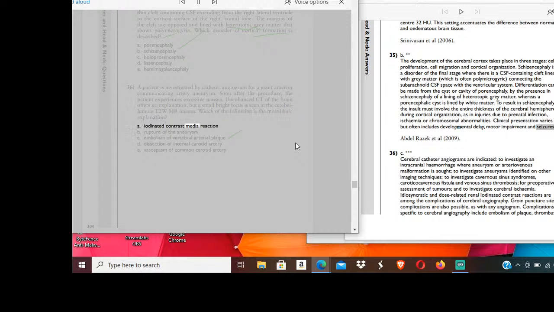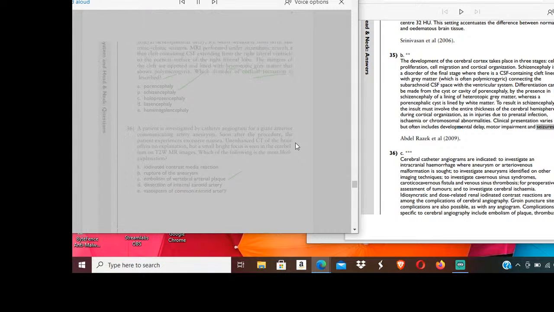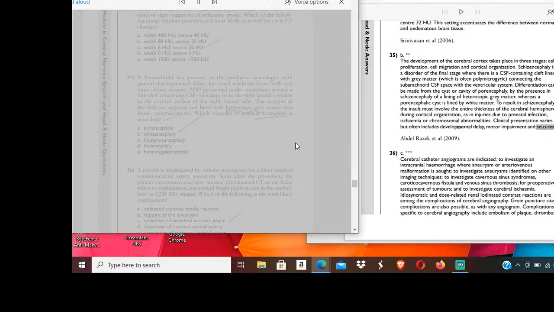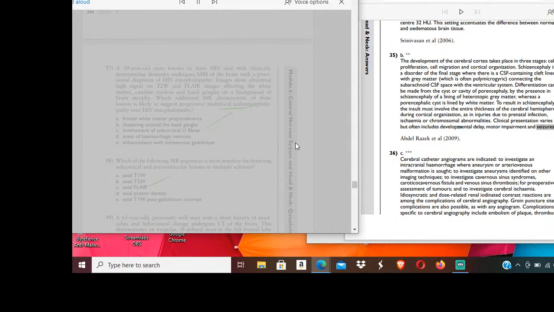A. Iodinated contrast media reaction. B. Rupture of the aneurysm. C. Embolism of vertebral arterial plaque. D. Dissection of internal carotid artery. E. Vasospasm of common carotid artery. Module 6. Central nervous system and head and neck questions. 37. A 39-year-old man known to have HIV, and with clinically deteriorating dementia, undergoes MRI of the brain with a provisional diagnosis.